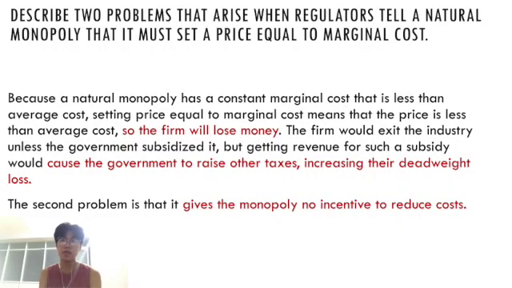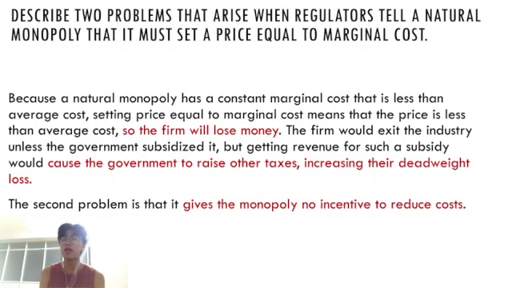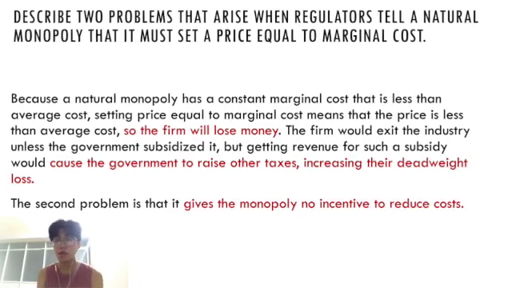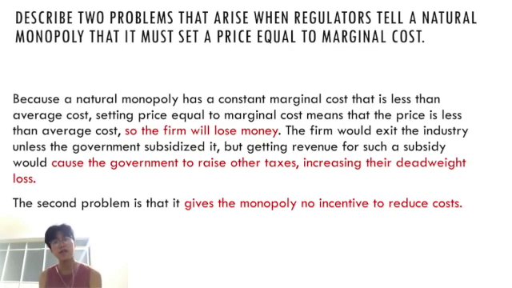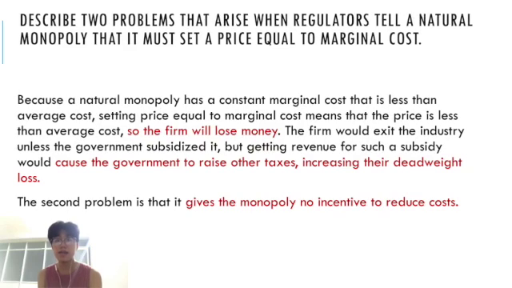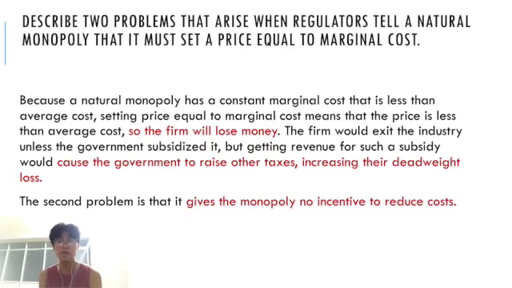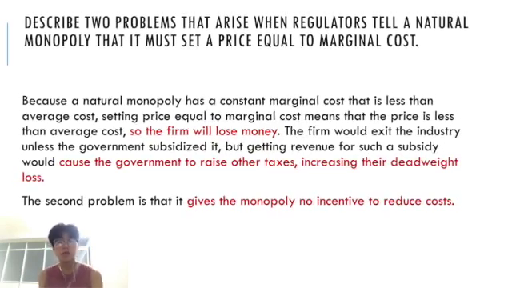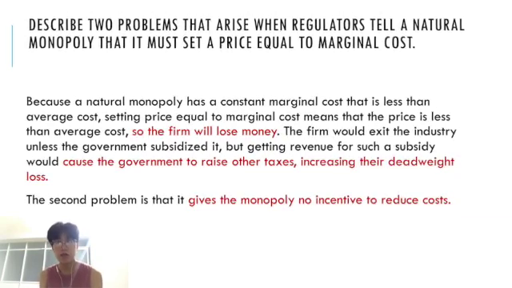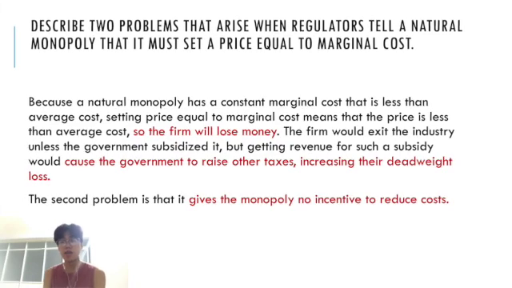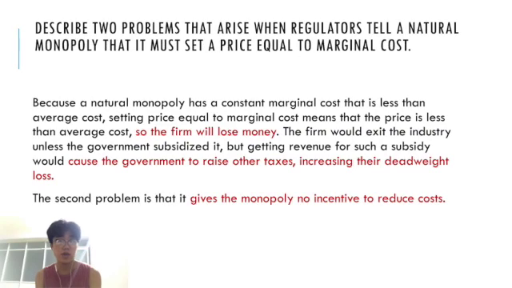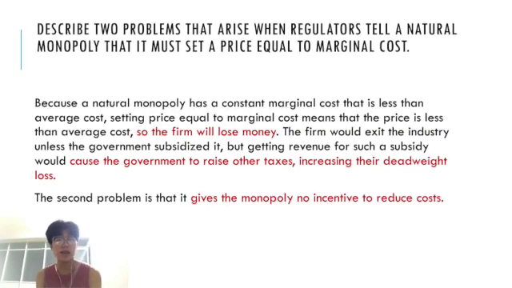Describe two problems that arise when the regulators tell a natural monopoly that it must set a price equal to the marginal cost. Because a natural monopoly has a constant marginal cost that is less than the average cost, setting the price equal to the marginal cost means that the price is less than the average cost, so that the firm will lose money.